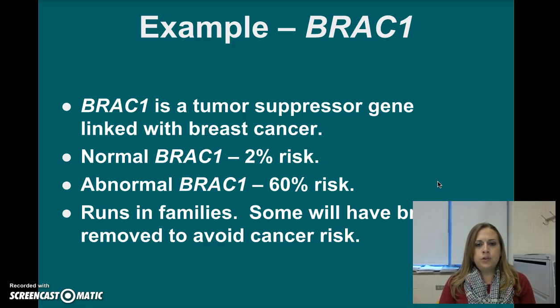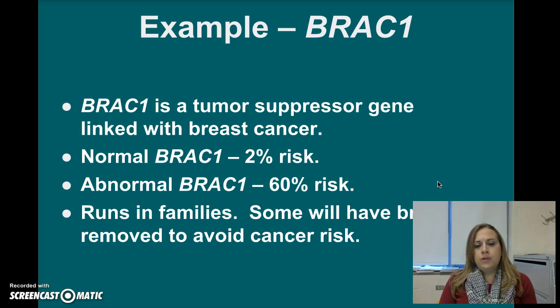One example is the BRCA1 gene. This is a tumor suppressor gene that is linked with breast cancer. If you have a normal version of the BRCA1 gene, your risk for developing breast cancer is about 2%. However, if you inherit an abnormal BRCA1 gene from a parent, then you have a 60% risk of at some point in time developing breast cancer. So it does tend to run in families, but it is not a guarantee that breast cancer will develop.